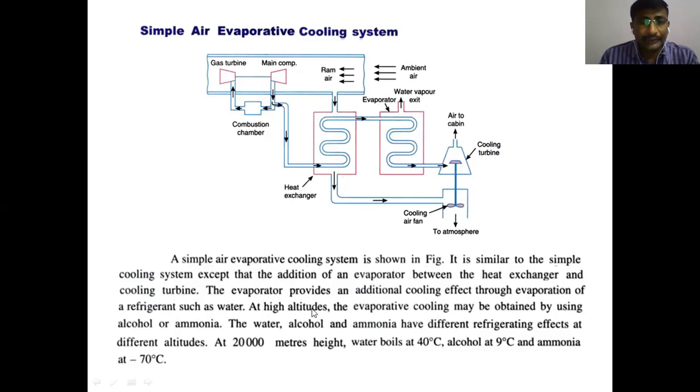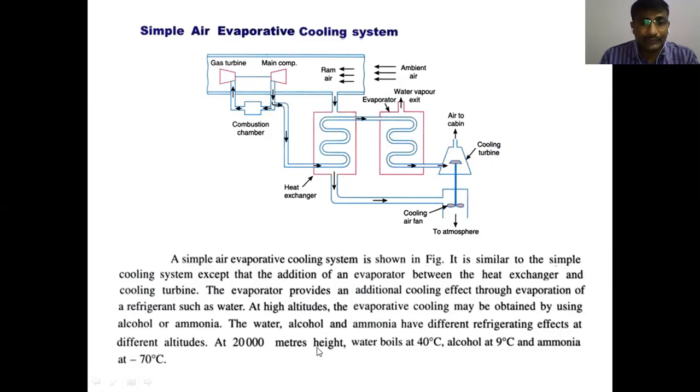This aircraft generally moves at higher altitudes. At that higher altitude, the evaporative cooling may be obtained by using alcohol or ammonia. At higher levels, alcohol or ammonia will be used as the evaporative liquid to absorb the heat from the air. Water, alcohol, and ammonia have different refrigerating effects at different altitudes.